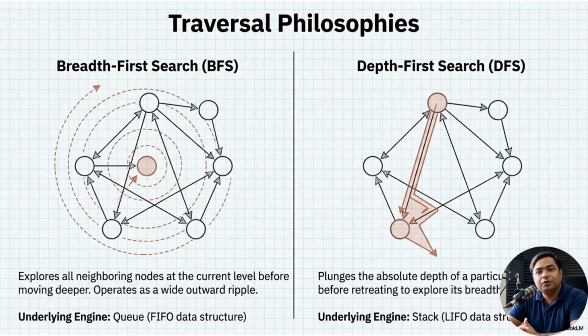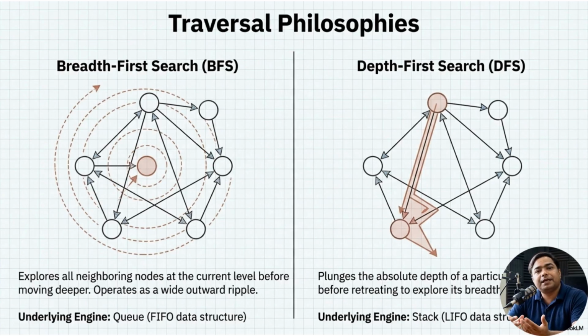Imagine throwing a stone into water. The ripple spreads outward level by level. BFS works in a similar way. It expands outward from the starting point. BFS uses a queue. A queue follows the FIFO rule: first in, first out. The node that enters first will be processed first.